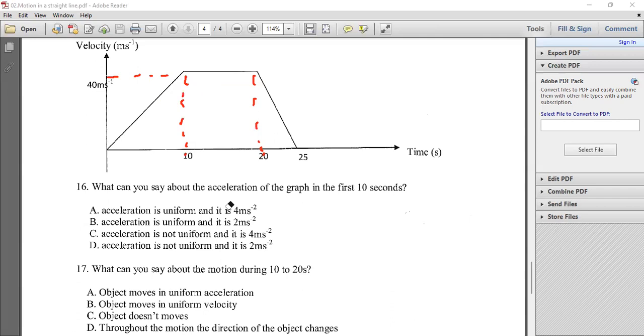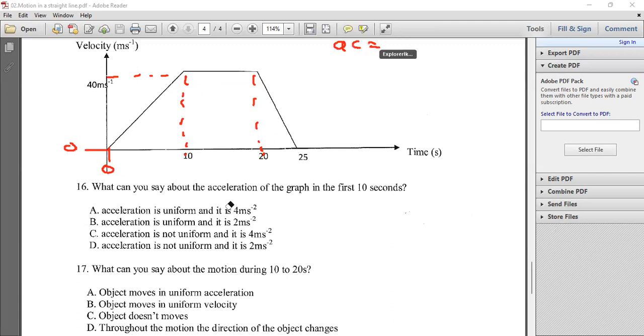Right. Okay. What can you say about the acceleration of the object during the first 10 seconds? At the 0th second, the velocity of the object is 0. Within 10 seconds, the object has increased its velocity up to 40 m s^-1. That's an acceleration, obviously. So they are asking us what would be the acceleration. Let's find out the acceleration.